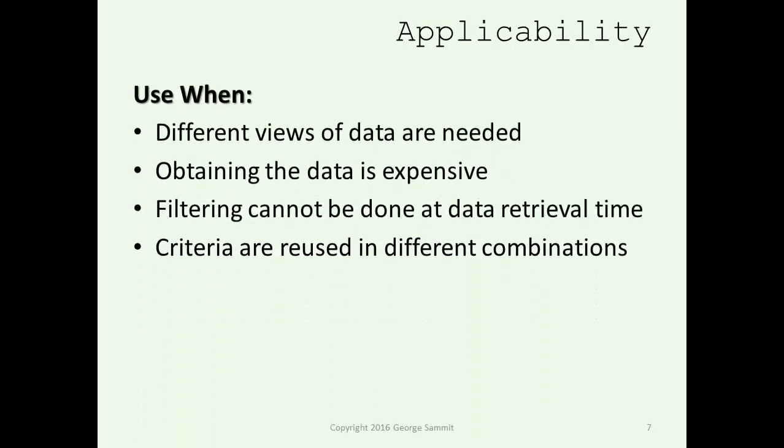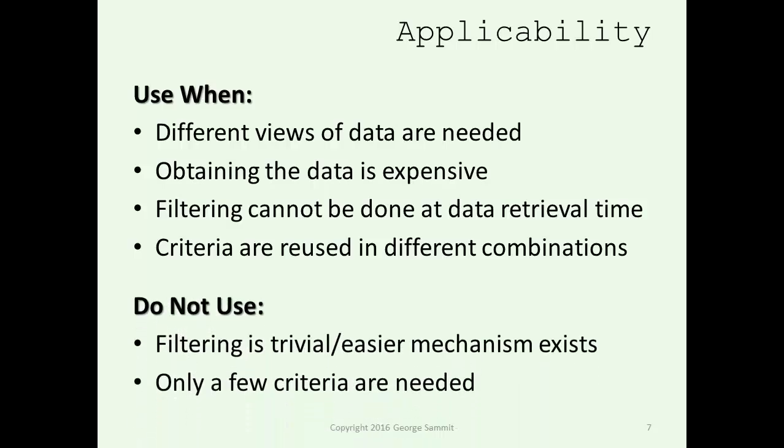This pattern is useful when you need to have different views of the same data, or when obtaining data is expensive. In other words, we don't want to continuously retrieve the same data with heavyweight calls just to change the format of its view. This pattern is also applicable when filtering is not easily done at the time the data is retrieved, which is the example we've given here. Finally, this pattern is applicable if the criteria can be reused or combined into a library for later use.